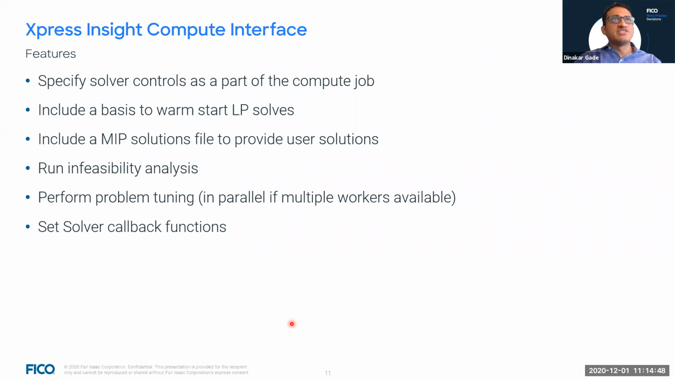And in addition, you can specify solver controls as part of the job. You can include a basis to warm start LP solves, include MIP solution files to provide user solutions. You can run infeasibility analysis and perform problem tuning. And if you have multiple workers available, you can do tuning in parallel. So this reduces your model development and research time. A set of solver callback functions are supported, and I will be talking about this in more detail in later slides.